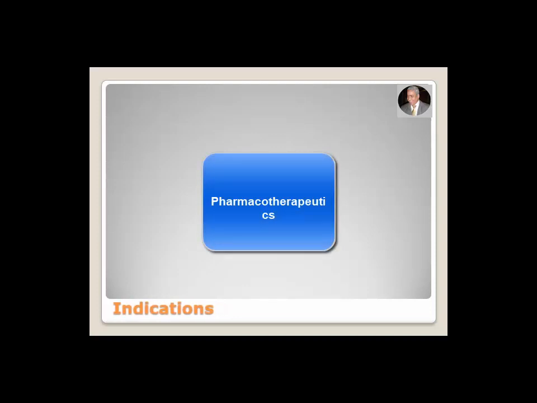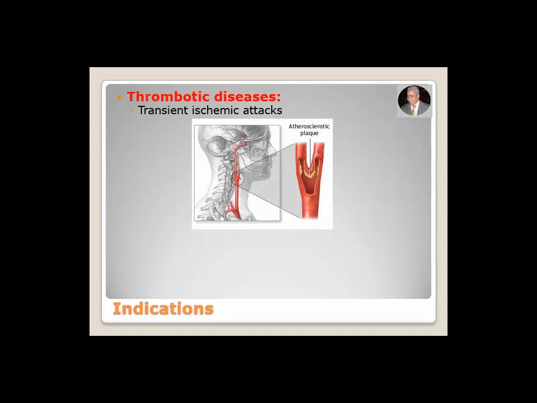Indications of aspirin may be classified according to the pharmacological actions. Since low-dose aspirin, 75 to 81 mg daily, has an antithrombotic action, it can be used in the following thrombotic diseases: transient ischemic attacks, which usually accompany cerebral atherosclerosis. Lifelong low-dose aspirin decreases the risk of its progression into stroke.